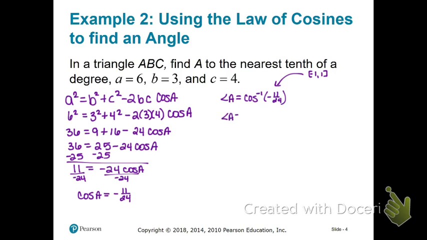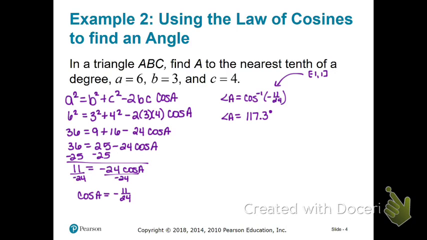And so what did we get for our angle? Rounded to the nearest tenth. Yeah, that's what I got too. 117.3 degrees.